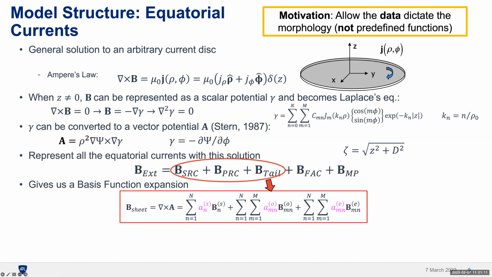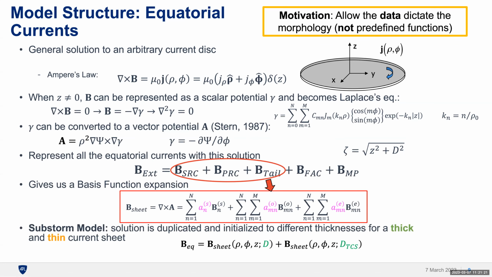So this is just the general solution for the magnetic field due to an arbitrary current disk or current sheet. And in developing our substorm model, we then added 2 such current sheets to try to capture an embedded thin current sheet, particularly for the substorm growth phase.